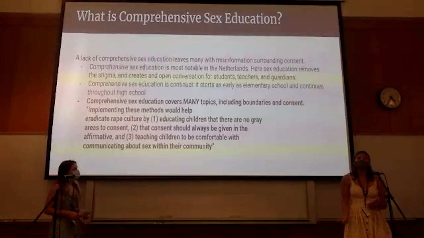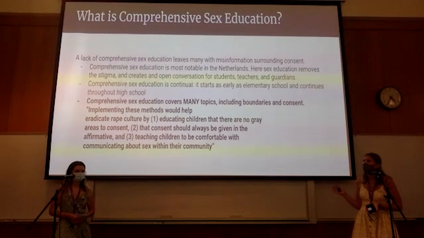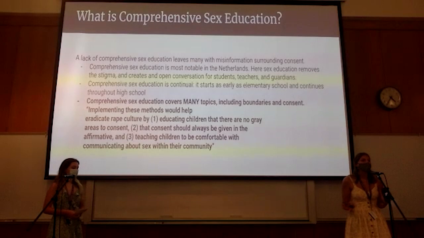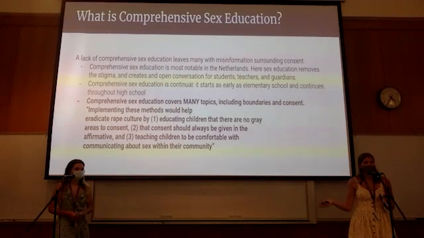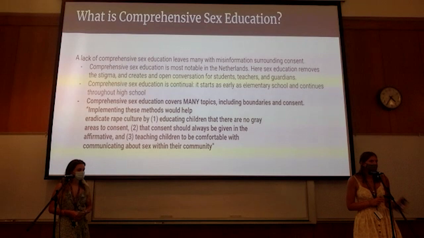So because of this history of abstinence-only sex education, it leads us to what is comprehensive sex education and why is it important? This can be seen most in the Netherlands. Here, sex education begins at a young age in elementary school, and it is followed and continued throughout high school. They have comfortable conversations with teachers, guardians, students, and they really do a good job of removing the stigma around sex education and teaching kids about consent.